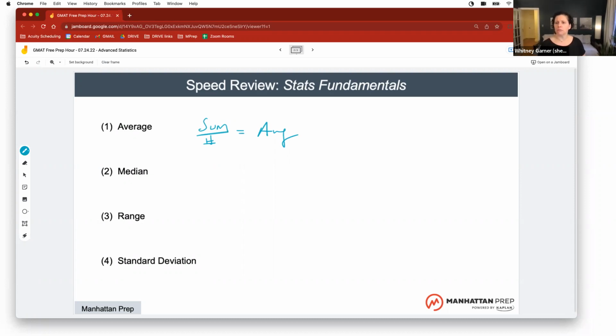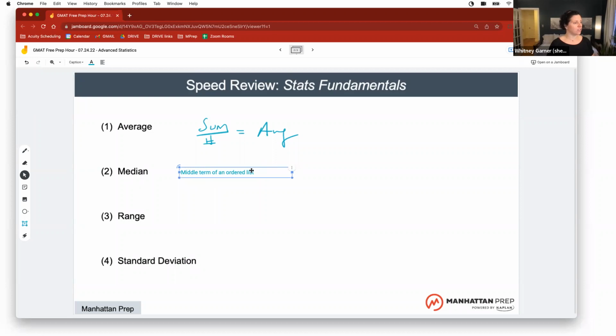What about median, y'all? What's the median of a set of numbers? And again, feel free to grab the mic or type it in the chat window. What is my median? Very nice, very nice. I got this from a couple of folks. Thanks, y'all. So if I order a list, it is going to be the middle term of an ordered list.